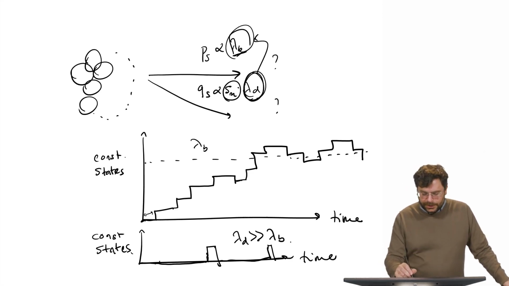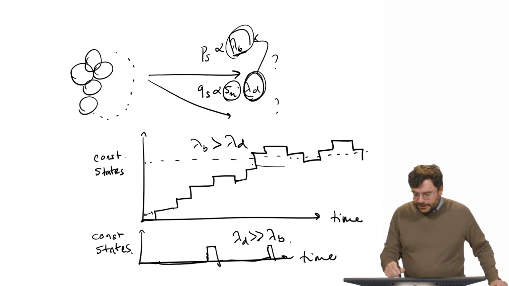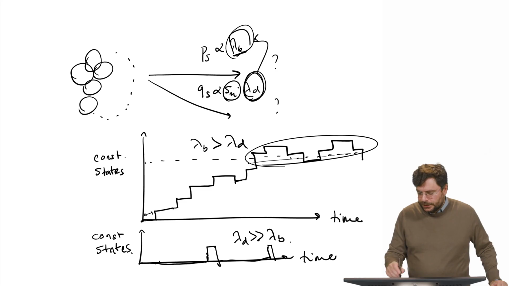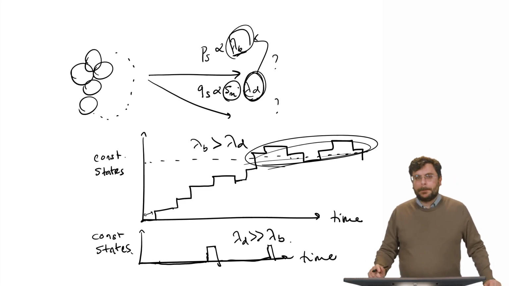This is where lambda b in general is greater than lambda d. Not much greater, and it depends. And this equilibrium, the population at which you stabilize, depends on both lambda b and lambda d.